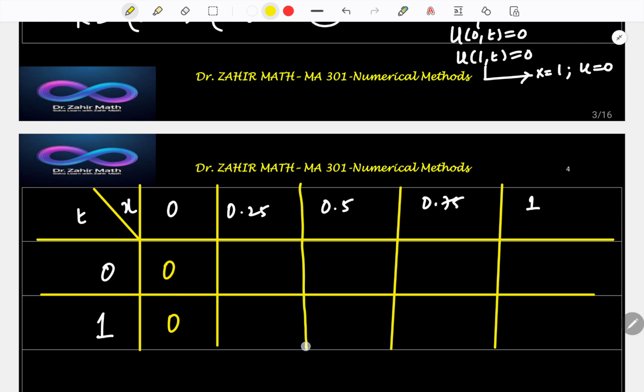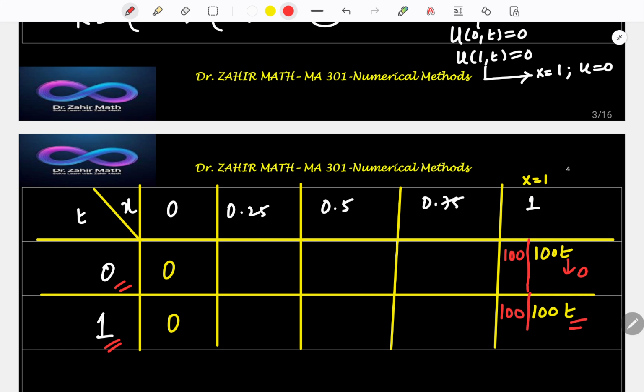Okay, now this is the one, x is equal to 1. For x is equal to 0, it is finished. And for x is equal to 1, it is 100t. When I put t equal to 0, this value is 100. When I put t equal to 1, this value is also 100. So this is 100, 100.